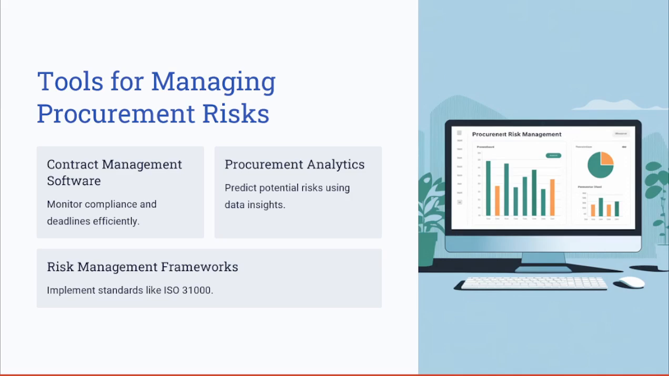And let's take an example here. A contract management software alerts the project managers to upcoming deadlines or non-compliance issues, reducing the likelihood of disputes. Analytical tools predict the supplier performance based on their historical data.